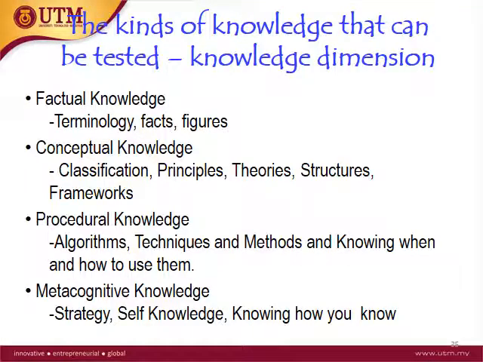That is the cognitive processes involved in handling the knowledge. So the revised Bloom taxonomy informs us on the kinds of knowledge that can be tested. There are basically 4 different types of knowledge. The factual knowledge, for example, terminology, facts and figures. Conceptual knowledge, the principles, theories, frameworks. Procedural knowledge, for example, algorithm, techniques and methods. And metacognitive knowledge, knowledge about self, strategy, knowing how you know.